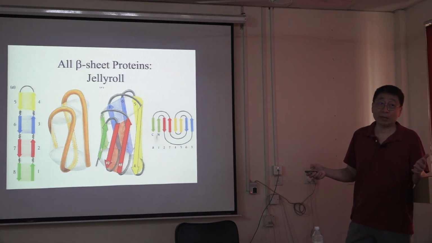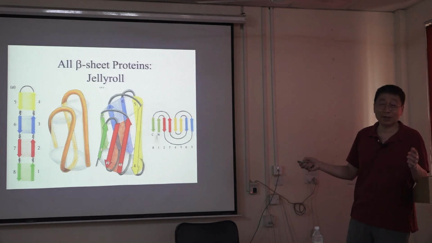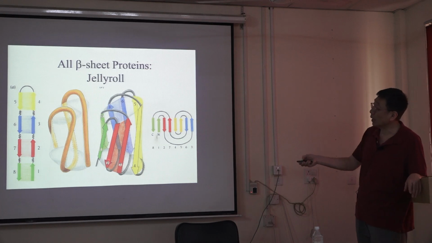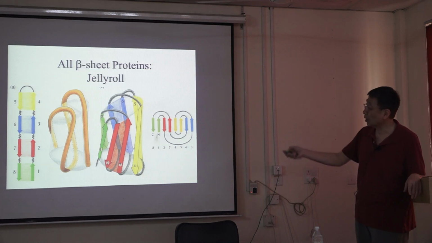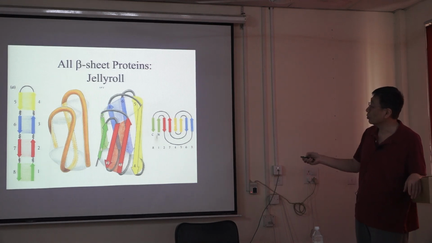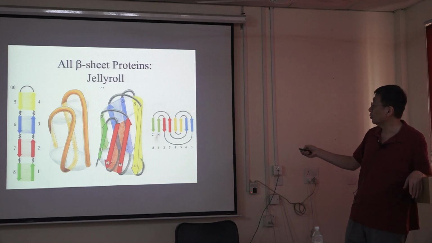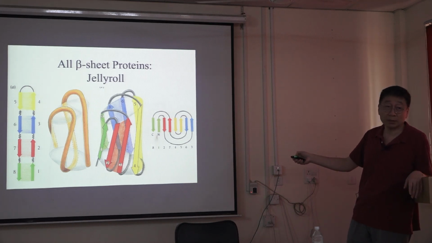I'm not a baker, so I don't know what a jelly roll looks like, but supposedly it's how you make a jelly roll. Anyway, that's how you form this essentially 8-stranded beta barrel by wrapping around the barrel like that. And you can see the 8-stranded barrel actually contains 2 Greek key motifs, because the way it's formed, it's just like how we make Greek key motifs. So you have a Greek key motif here, another Greek key motif here.